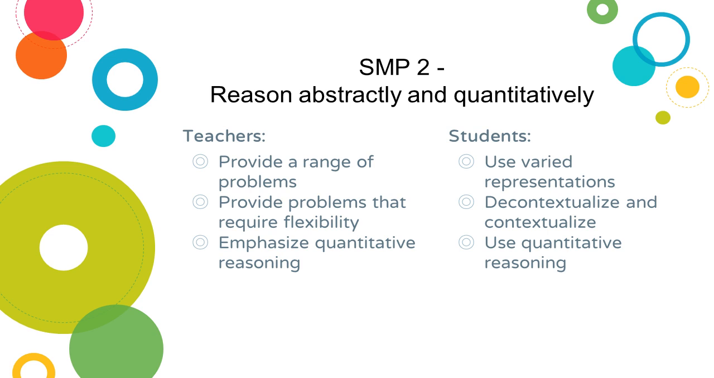Our students should use varied representations and approaches when solving problems. They should make sense of quantities and their relationships in problem situations. They should decontextualize and contextualize a problem. And our students should use quantitative reasoning that entails creating a coherent representation of the problem. Consider the units and attend to the meaning of quantities, not just how to compute or do the arithmetic.